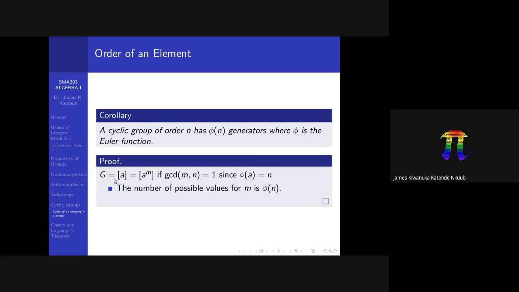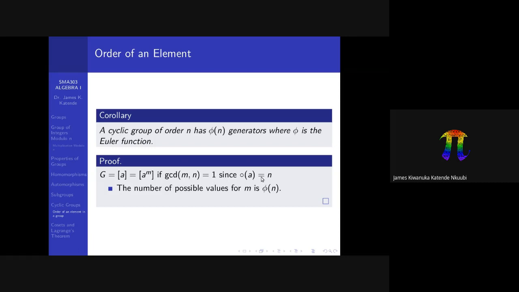So to prove this, we have been told that G is a cyclic group, so it must be generated by some element. Suppose the generator is A, so G will be generated by A, and any element will be A raised to M. Any element in G will be some power of A, right? So any other element of G will also be a generator if the order of that element is equal to the order of A, correct? But this only happens if the GCD of M and N is equal to 1.